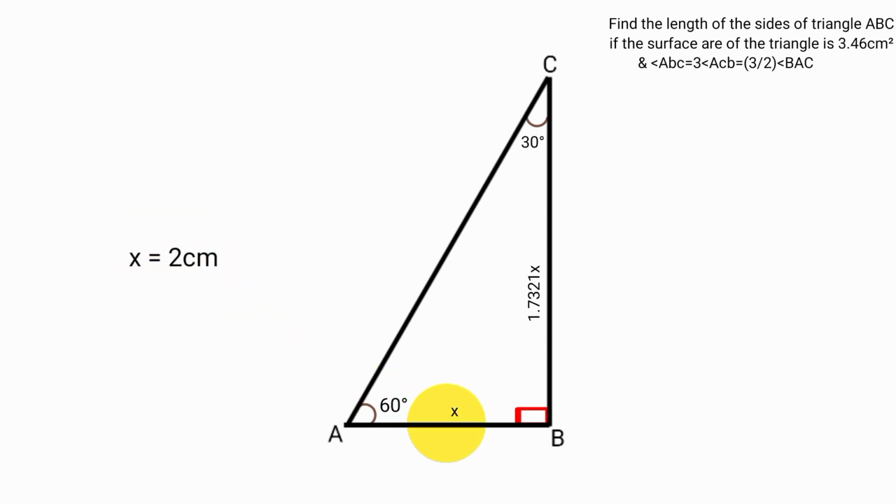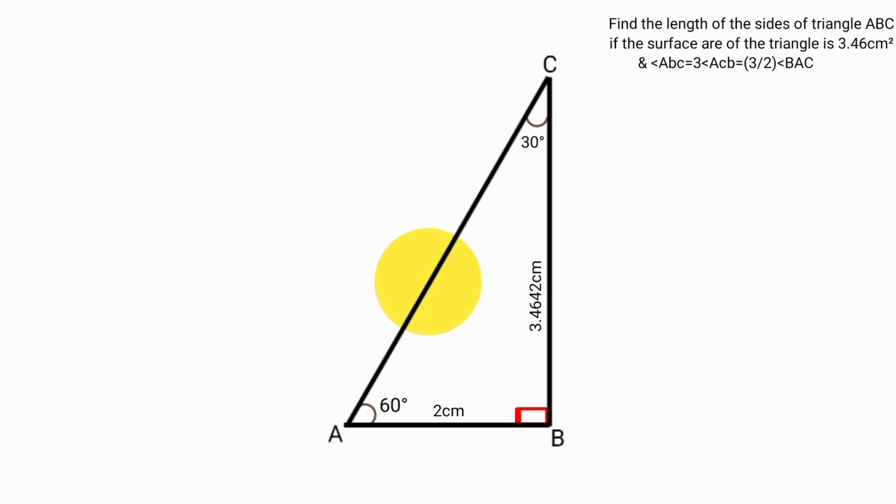Substituting here now, line AB equals 2 centimeters. Here, 1.7321x is 1.7321 times 2 centimeters, which if you press your calculator equals 3.4642. So now, also side BC equals 3.4642 centimeters.